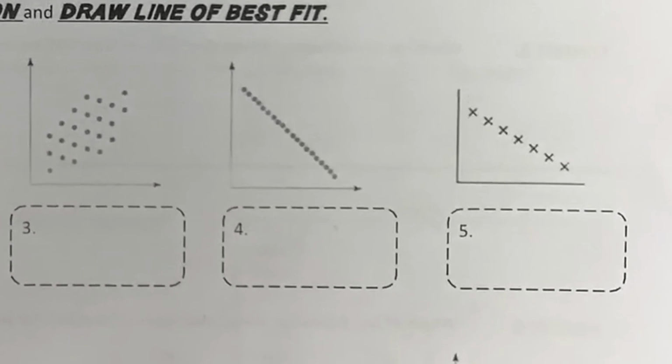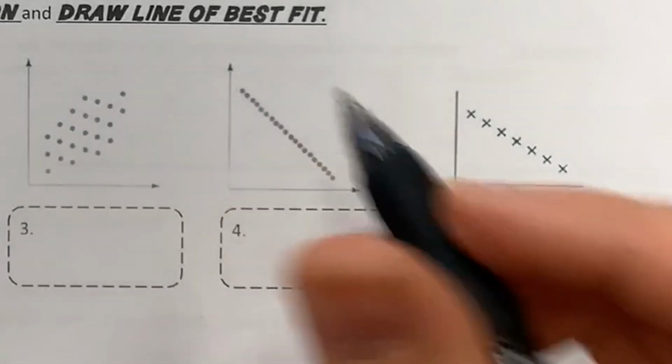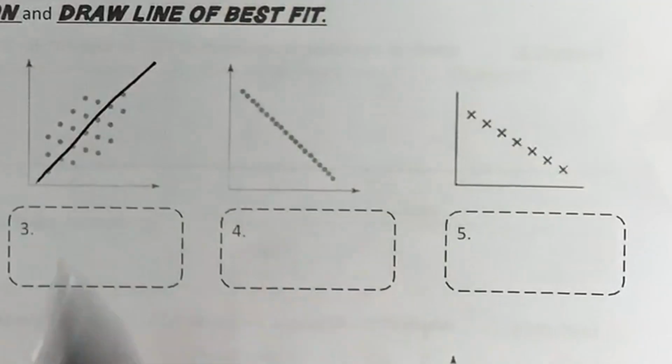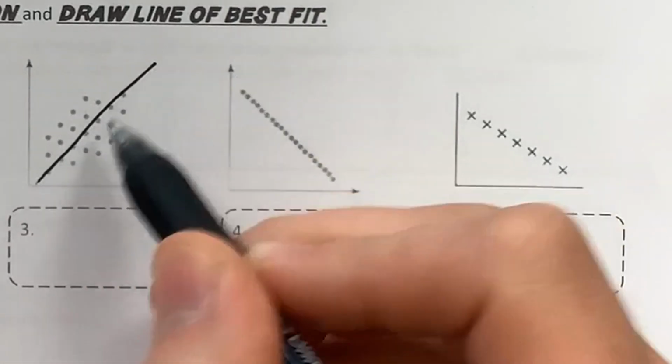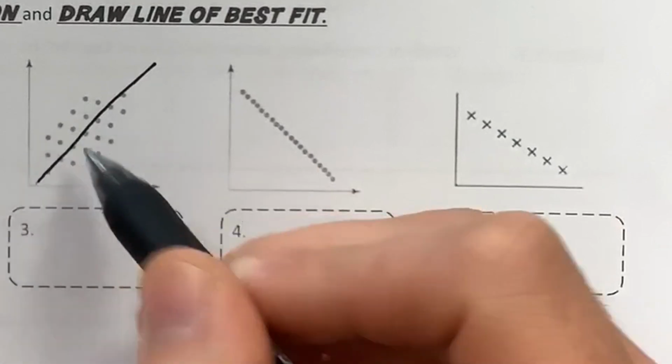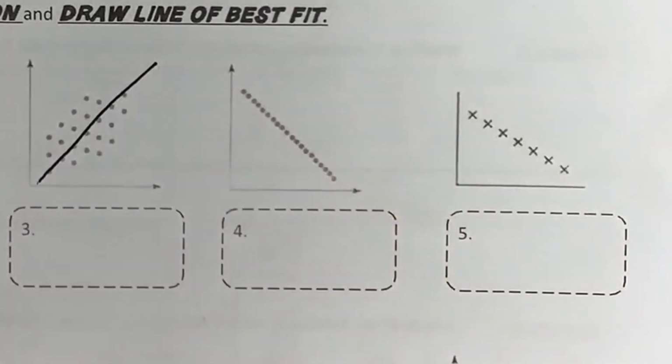Number 3. Okay, I got a little cloud of points here. Clearly, that'd be my line of best fit, right? I kind of draw a nice line right in the middle of this cloud of points here. They're about equal number from above and below, or left to right, however you want to look at this. So it is a positive correlation.